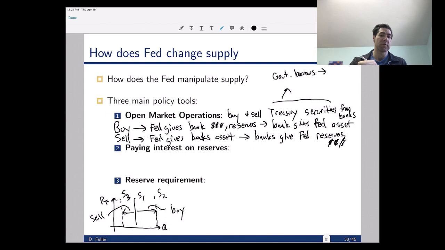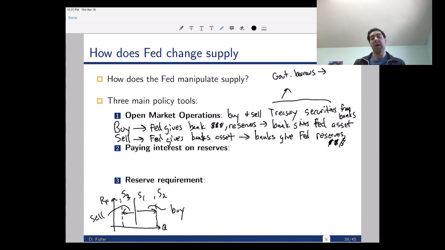You give me money in return. That takes money out. Buying, here's some money. You give me the asset, is going to increase supply. So on a day-to-day basis, that's what the Fed does for the most part, is to buy and sell Treasury securities to keep that federal funds rate fixed at their target rate.